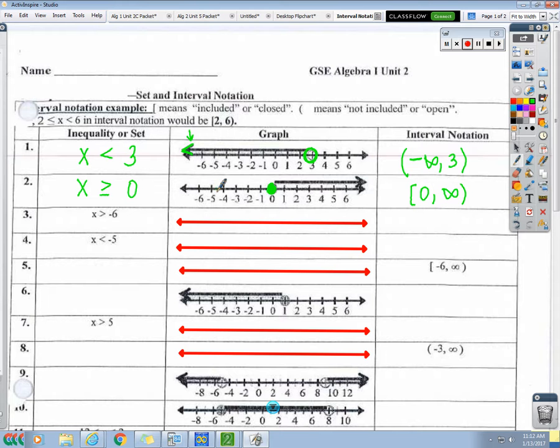Okay, now let's look at number 3. They did the opposite. They gave us the inequality. They want us to do a number line. So go ahead and draw yourself a number line. And don't write every number. Just write these numbers. -6, 0, and 6.